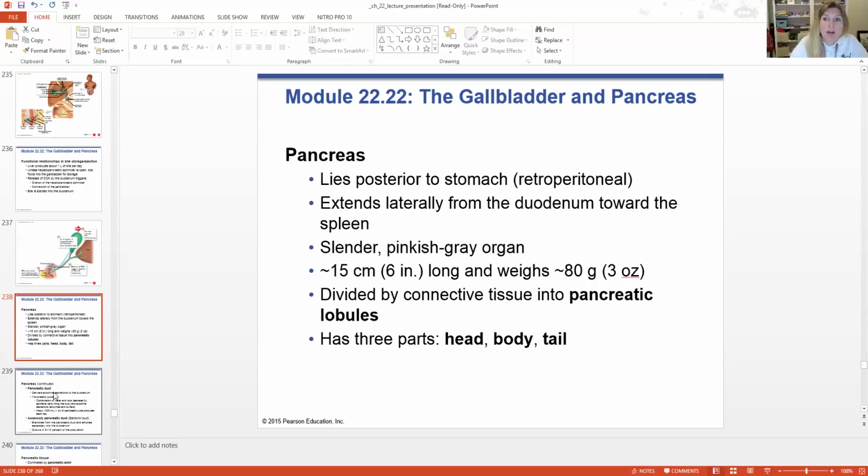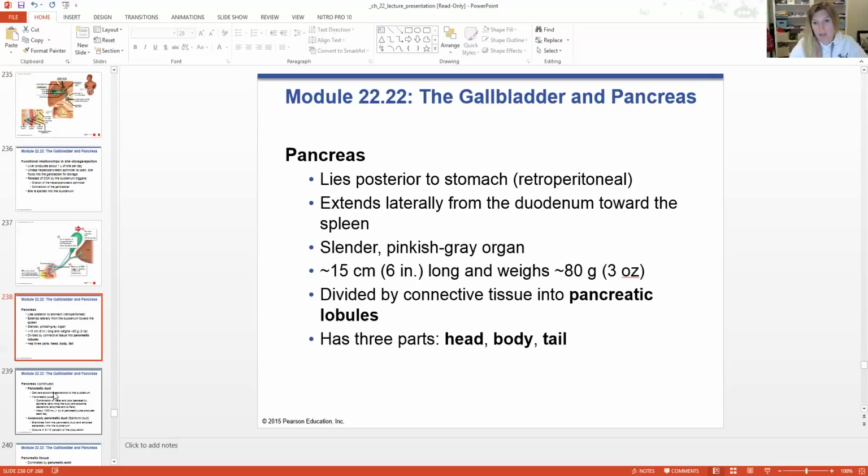Now remember, our pancreas has both an endocrine function as well as an exocrine function. We covered the endocrine function of the pancreas last semester. We talked about the insulin and glucagon that are released from the pancreas to control our blood sugar levels. This semester, we're focusing more on the exocrine function and how the enzymes that are released through the pancreas aid in digestion.